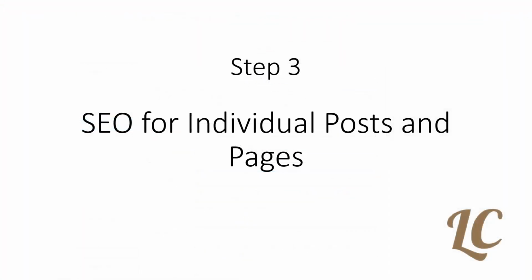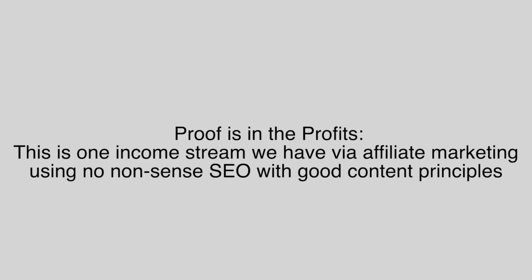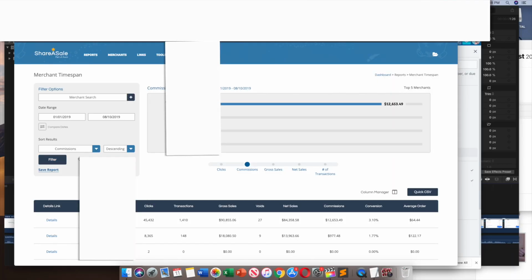SEO for individual posts and pages is very important, because if you get a few high ranking articles, it can really sustain most of the revenue on your blog, whether it's through affiliate links or through ad space. We've had a few number one ranking blog posts.